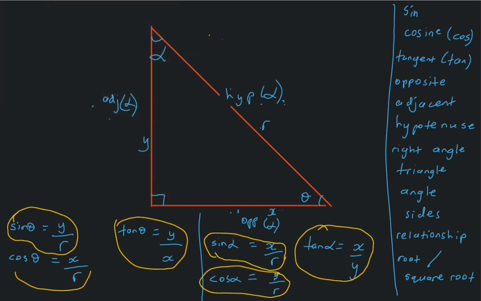Okay, this is 90 degrees. We are saying that the sine of theta is equal to the cos of alpha, and the cos of theta is equal to sine of alpha, and the tangent of theta is equal to the inverse, which is 1 out of the tangent of alpha.